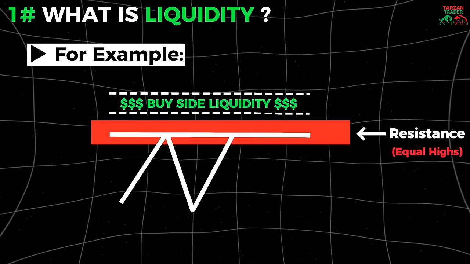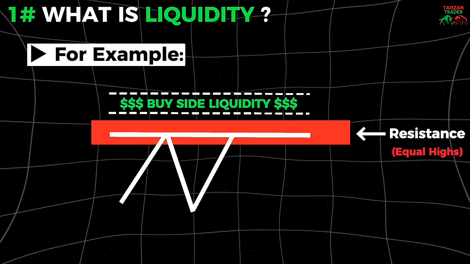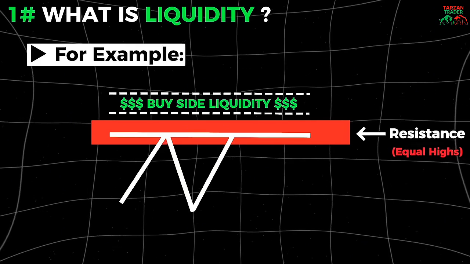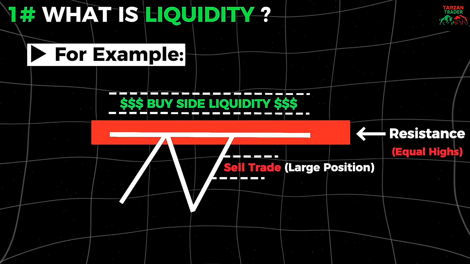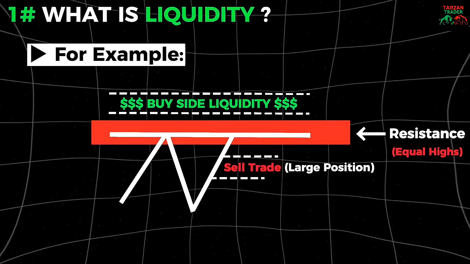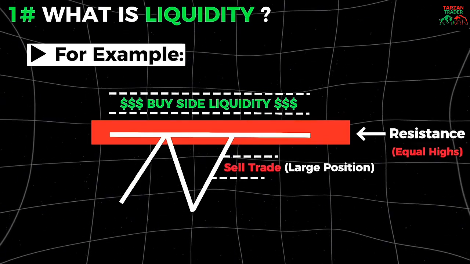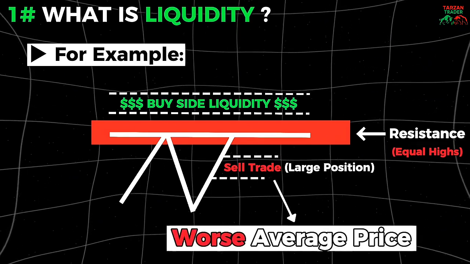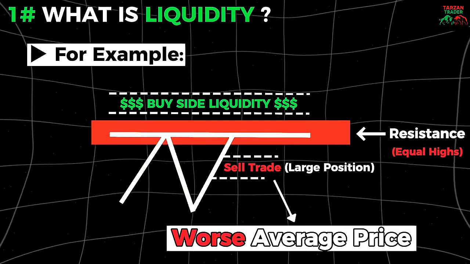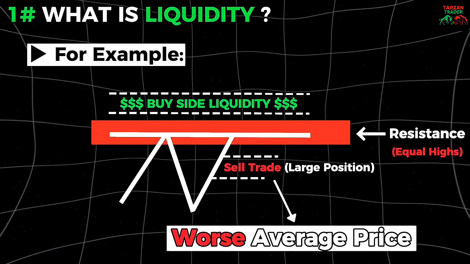Now imagine you're an institutional trader, a bank, hedge fund, or any large player working with millions of dollars. If you try to sell a large position directly below this resistance, your order size will push the market down, giving you a worse average price with every execution. In short, your own selling would move the market against you.